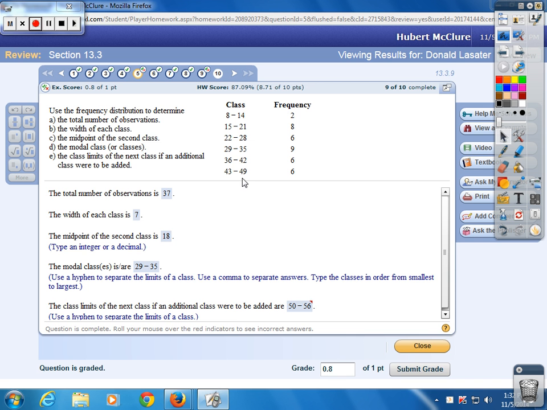What is the next class? Well, add 7 to the lower class limit and the upper class limit. So, add 7 here, and add 7 here. What is 43 plus 7? And what is 49 plus 7? Somebody counted that wrong and got 50. No, 50 to 56 is the correct answer.